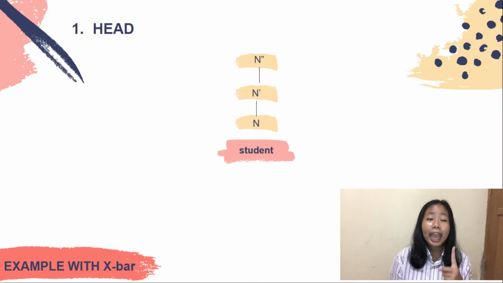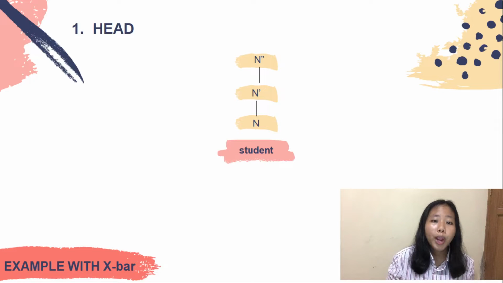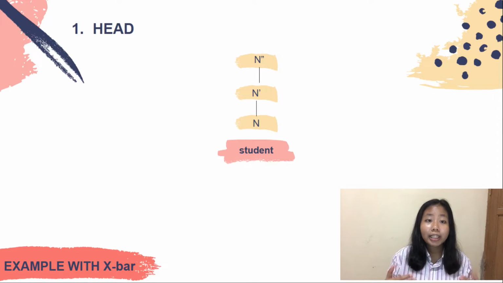Okay, now we move to the examples of noun phrase with X-bar theory. Here, I provide you four examples of noun phrase. The first one is head. The example of head is student. You can see the tree diagram on the slide, where N double bar branches into N bar and N bar branches into N, or a noun. Here, student stands as a noun.